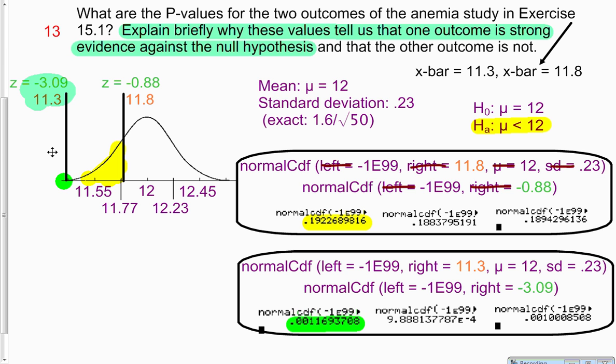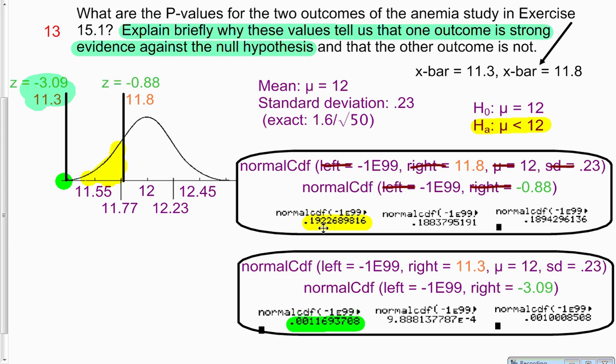So more likely than not, I got a number that proves that 12 is not the mean. So that's why that outcome is strong evidence against the null hypothesis. This is strong evidence against the number 12. The 0.001 is very, very unlikely to happen from randomness.